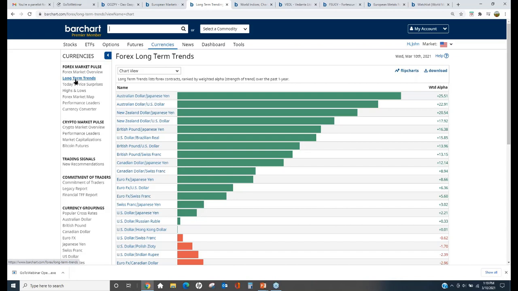So we're not going to worry about timing in terms of this analysis or this diversification. We're going to rely more on these longer term trends. Now let's look at the two that are at the top of our list. We have the Australian dollar versus the Japanese yen, and the Australian dollar versus the United States dollar, right?